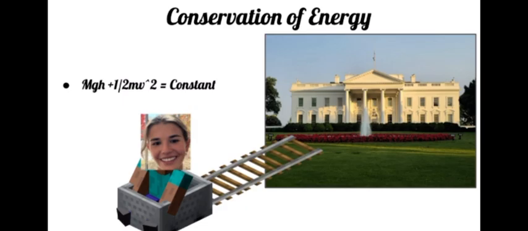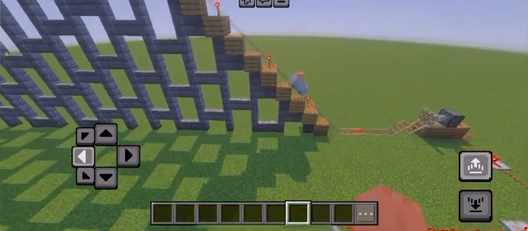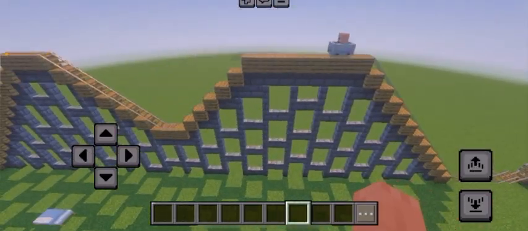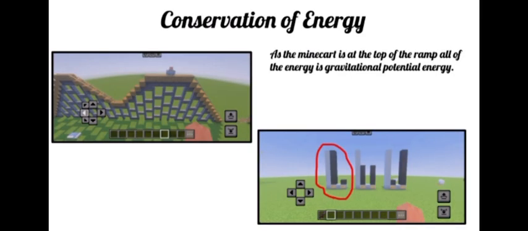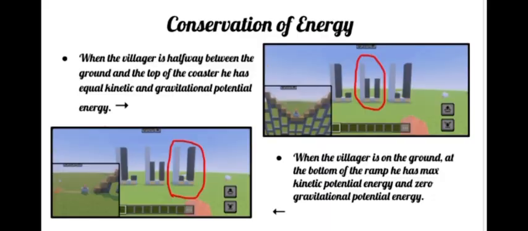equals a constant. And this relates to Minecraft as at the top of the roller coaster, the minecart will have more gravitational potential energy because of its height. And as it moves downward, that stored energy is converted into kinetic energy, causing the cart to speed up.